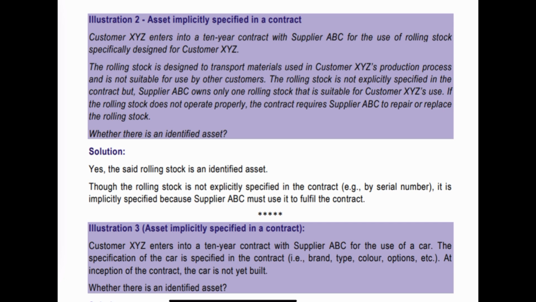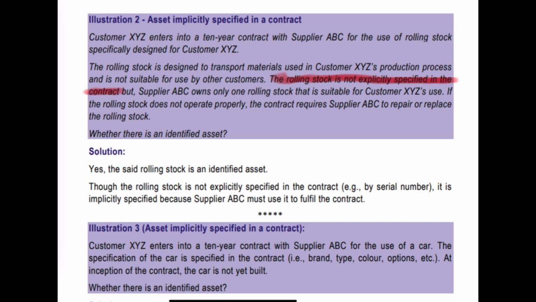Here you have customer XYZ enters into a 10-year contract with the supplier ABC for the use of rolling stock specifically designed for customer XYZ. The rolling stock is designed to transport material used in customer XYZ's production process and is not suitable for use by other customers. The rolling stock is not explicitly specified in the contract. It's a bit implicit, but supplier ABC owns only one rolling stock that is suitable for customer XYZ.